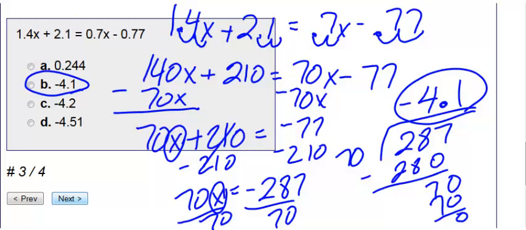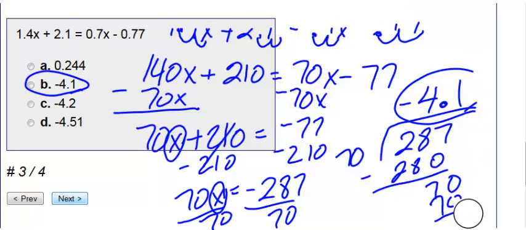Anytime you have decimals in your problem, most likely you're going to get a decimal answer. If you have fractions, you're going to get most likely a fraction answer. So don't be surprised.